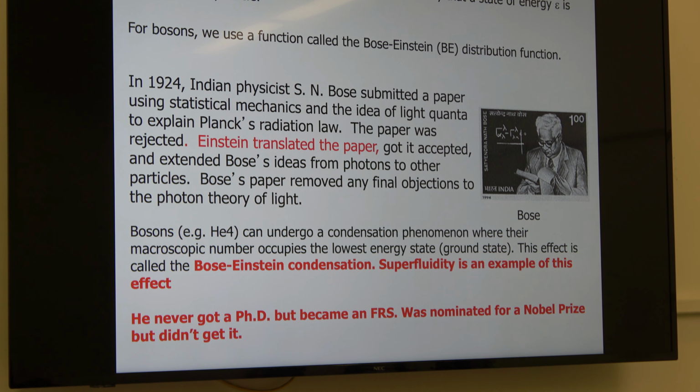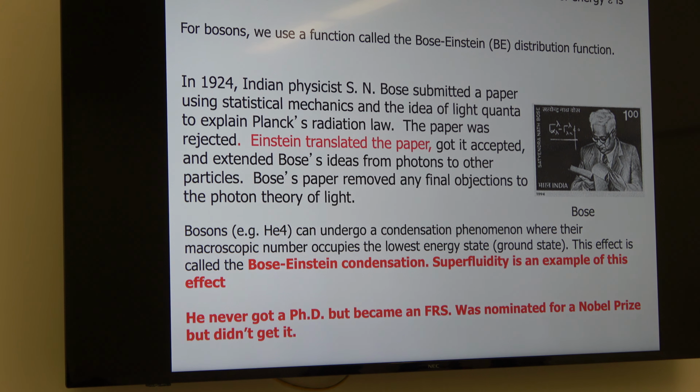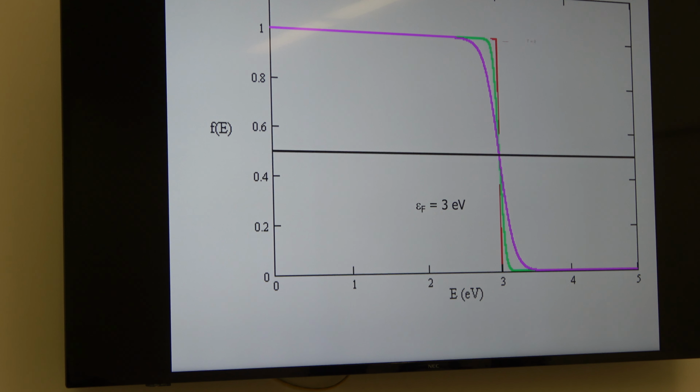So Bose was unfortunately not famous at the time, and became famous later after he sadly passed away. He should have been given the Nobel Prize for this because this is fundamental. He never did, but he was nominated. As a consolation prize, he became a fellow of the Royal Society of England without having a PhD, which is not common. Okay, so that's an anecdotal story. I will just skip this.